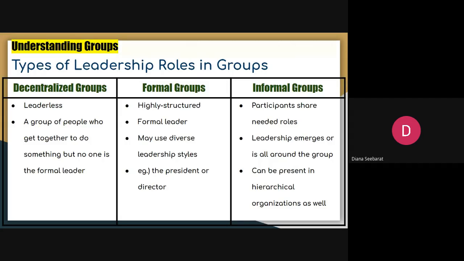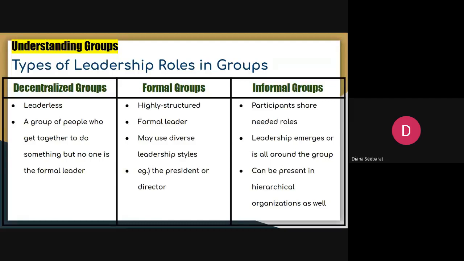The second type is formal groups, and these are highly structured groups with a person in the position as the formal leader. And the positional leader may be accountable but may use diverse leadership styles, as we learned last week, such as conventional, pluralistic, and relational. An example is the president or director of a group.